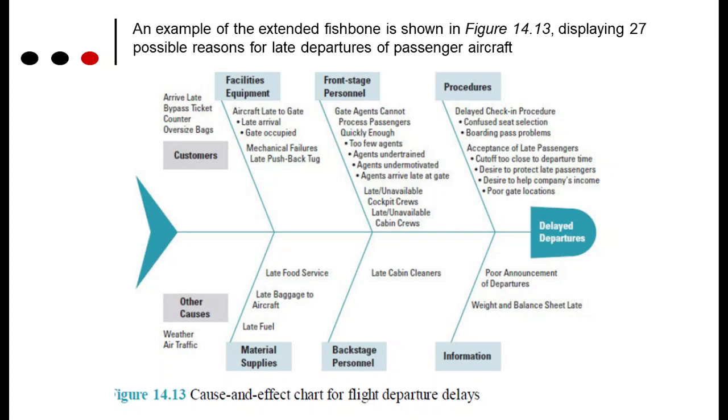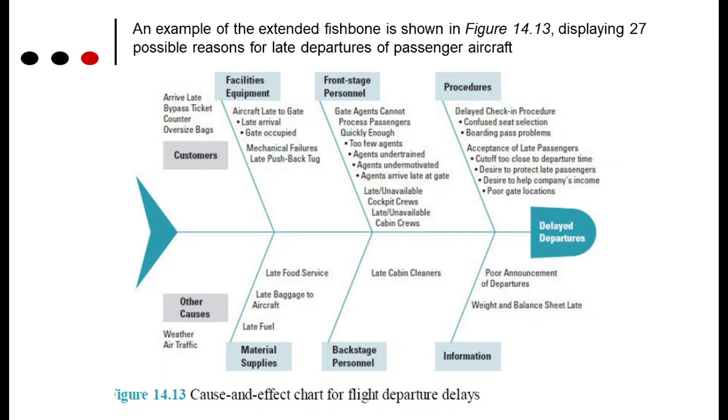Either cabin crews or the cockpit crews, these are front stage personnel. Procedures: there's a delayed check-in procedure, confused seat selection, a problem with the boarding pass. There's a problem with passengers again, poor gate locations, desired travel companions. All of these could be a problem, right?